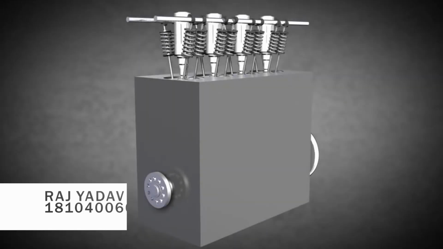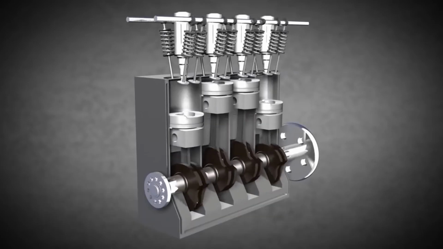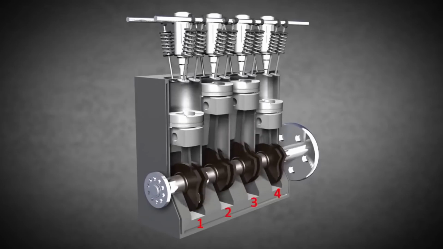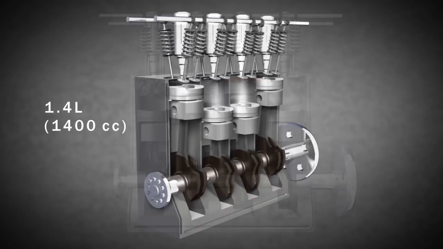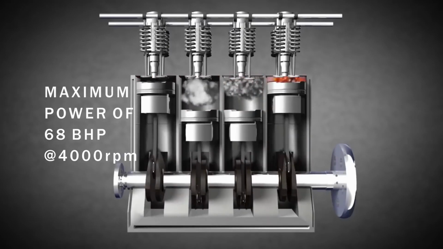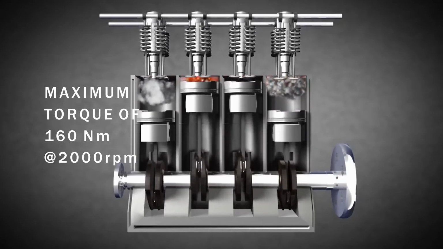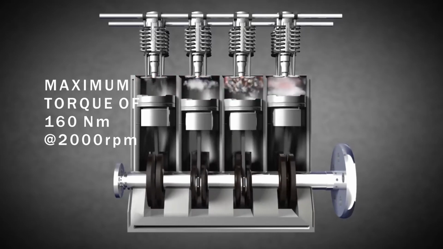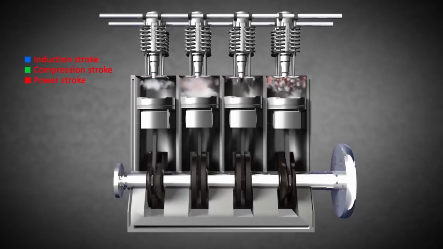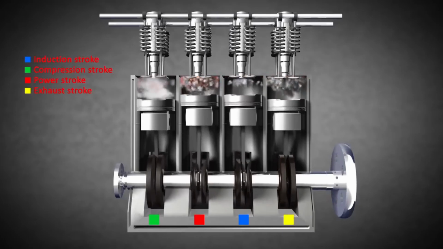The most important component of a car is the engine. The engine used in the Ford Figo is a Duratorq DLD414 or DV4. It is a 1.4L or 1399 cc inline 4 turbo diesel, which gives a maximum power of 68 bhp at 4000 rpm and a maximum torque of 160 Nm at 2000 rpm. It gives a mileage of 20 kmpl. As I said, it is a 4-cylinder engine, so it works similar to a typical 4-cylinder IC engine.